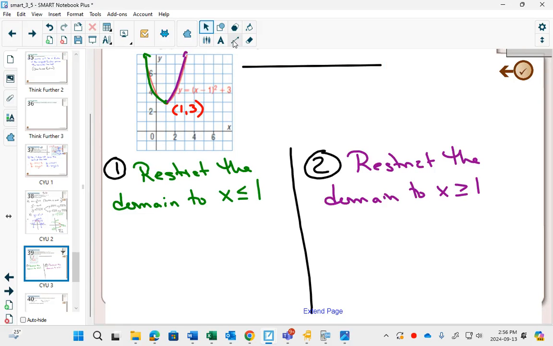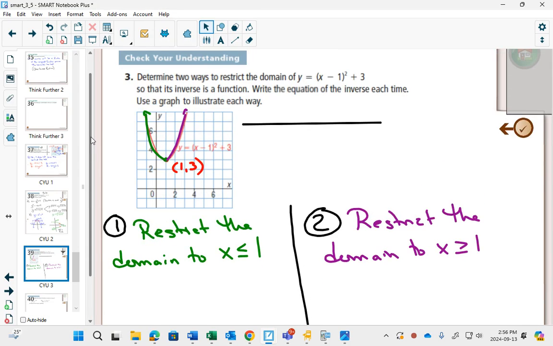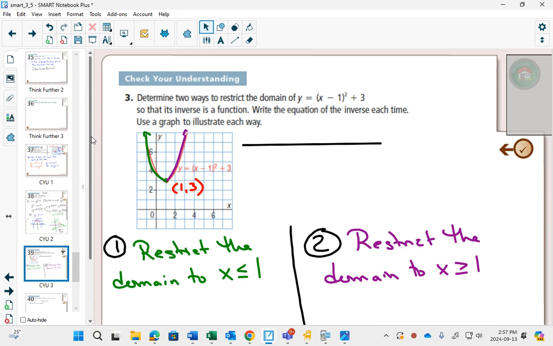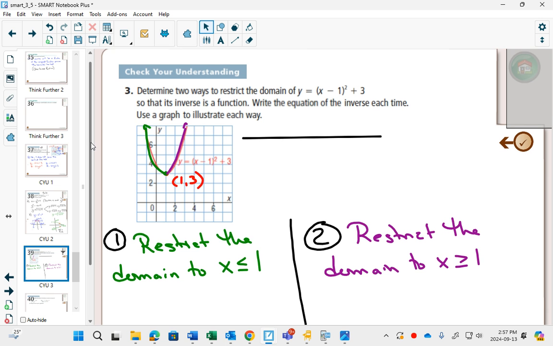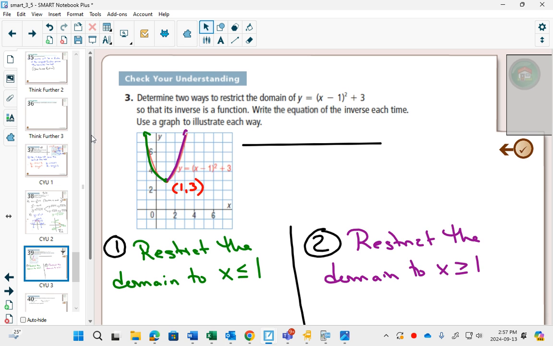Now the question says to find the equation and use a graph. I think it's going to be easier if we start with the graph. Okay? So if we did the green graph, it has (1, 3). It also has (0, 4) and (-1, 7). Those are 3 points on my green graph.